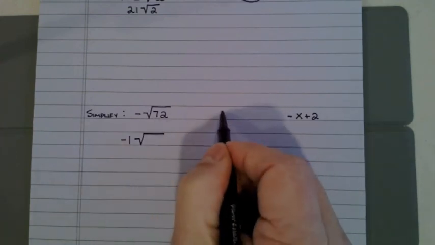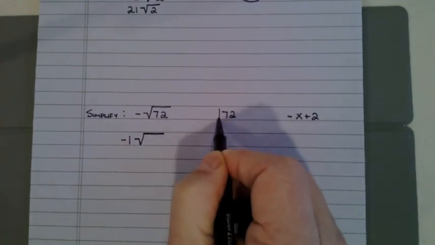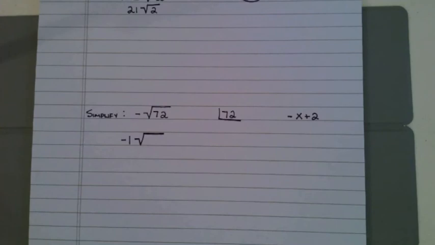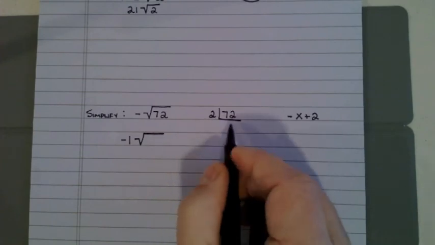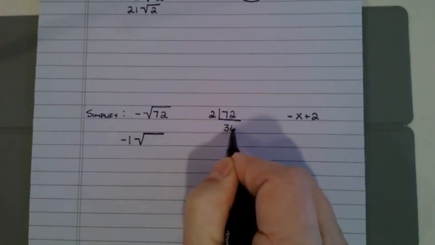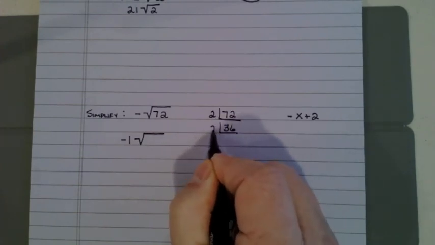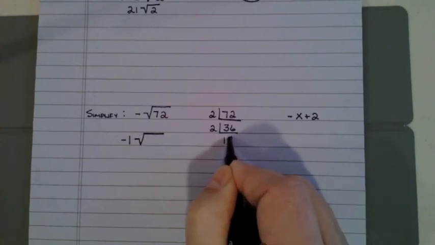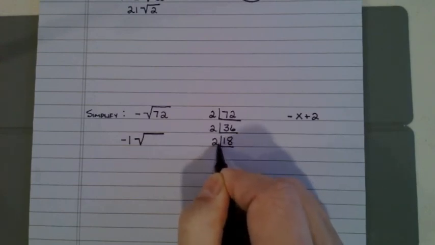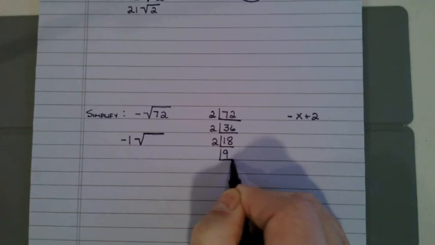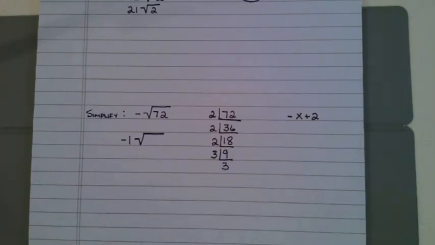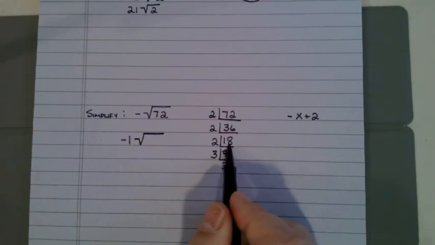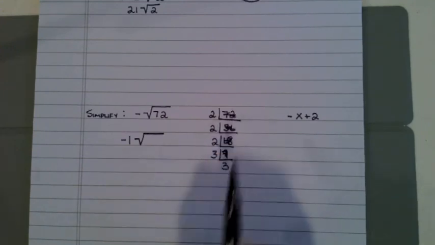And now I'm going to simplify the square root of 72. I'm going to start with the smallest number that will go into 72. That's a prime number, 2. 72 divided by 2 is 36. 36 divided by 2, 18. 18 divided by 2 is 9. 2 won't go into 9, but 3 will. And I end up with a prime number.